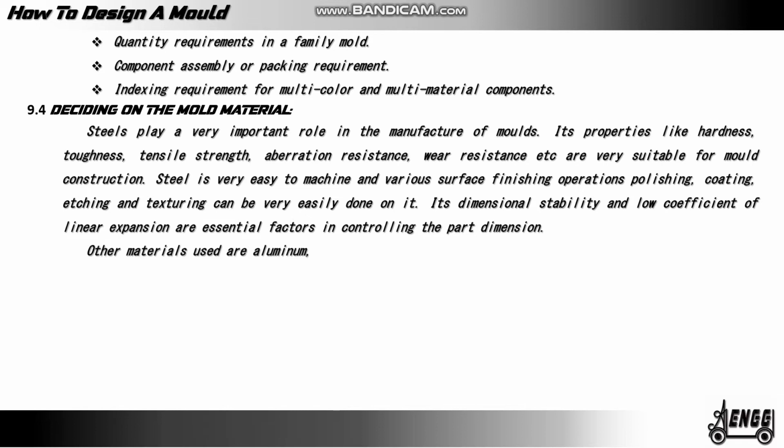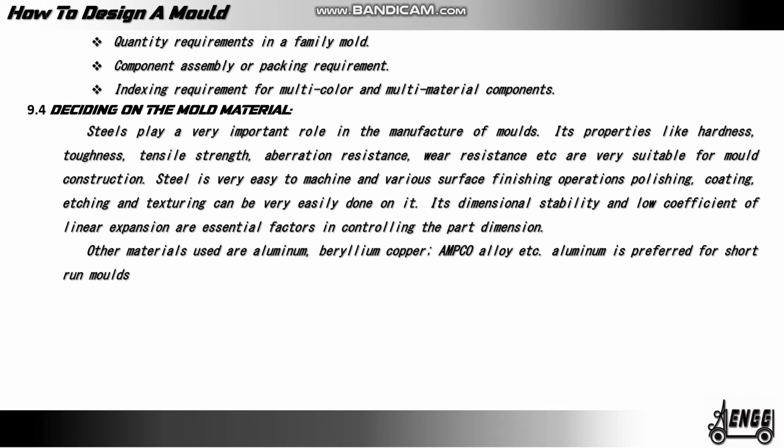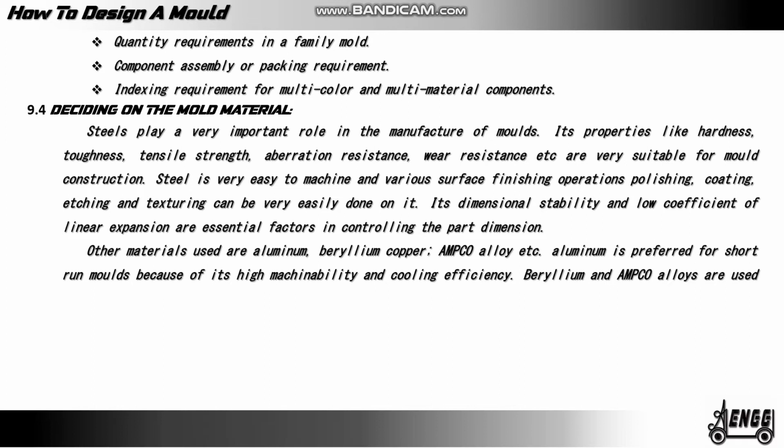Other materials used are aluminum, beryllium copper, UPCO alloy, etc. Aluminum is preferred for short run molds because of its high machinability and cooling efficiency. Beryllium and UPCO alloys are used as inserts when high emphasis is given to lower cycle time.